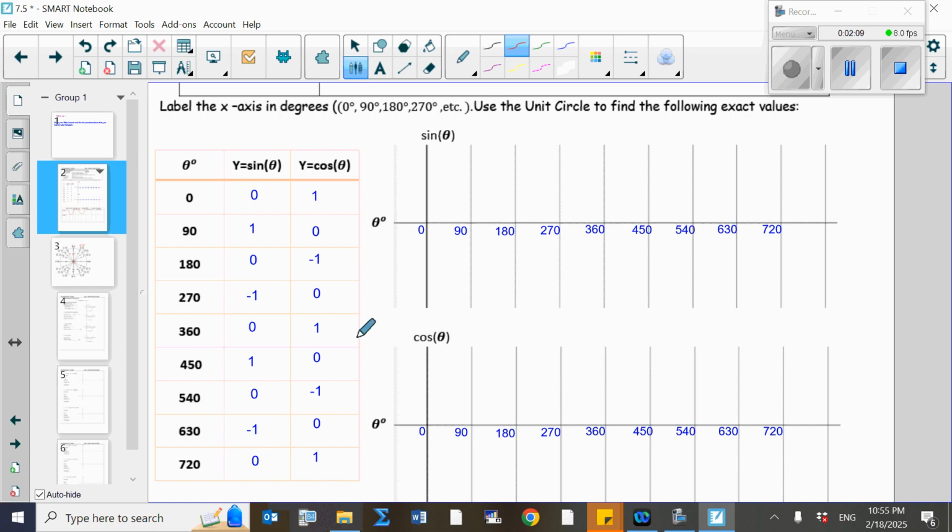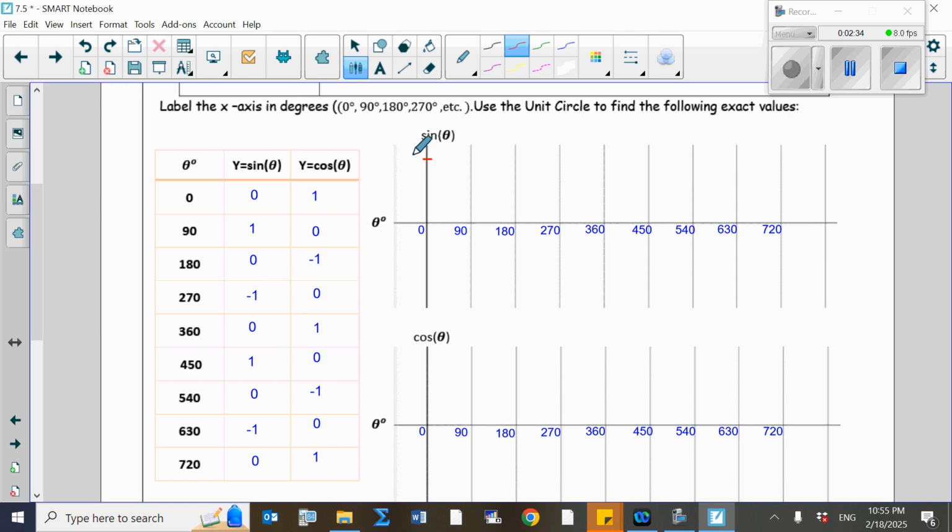Now that we have all those points, we're going to graph them. Here on this coordinate plane, the x-axis represents theta, the angles that you see here. I have labeled them all here. And the y-axis represents the value of sine. The values, as you see here, are all 0, 1, or -1. So the highest value is 1 here, and the lowest value is -1. And the 0 is already here in between them.